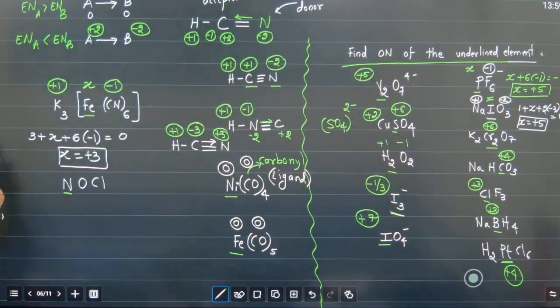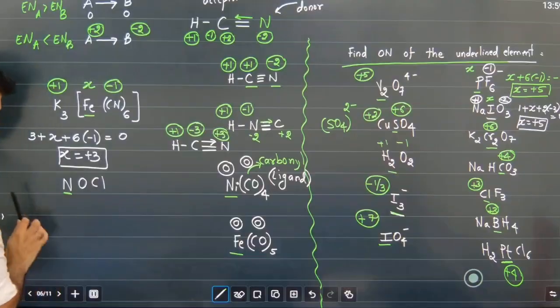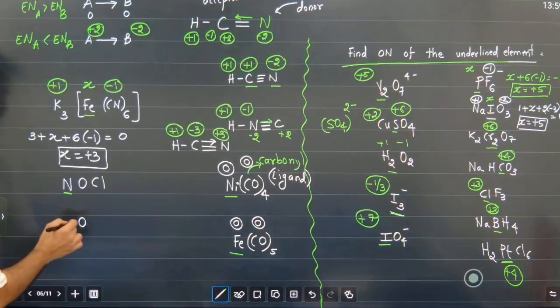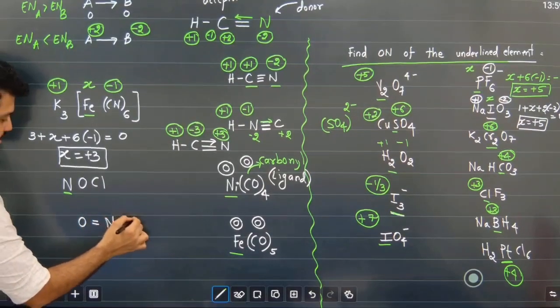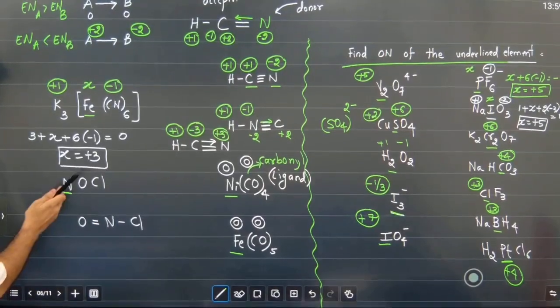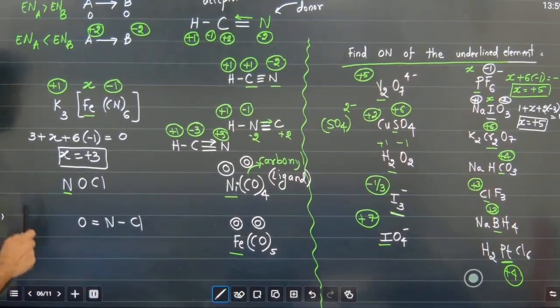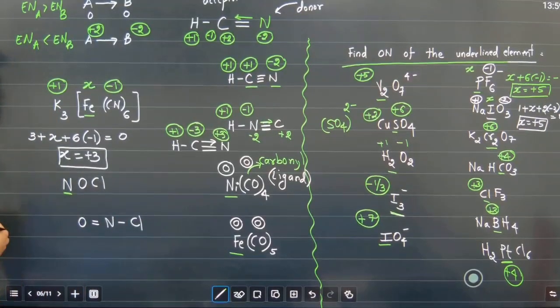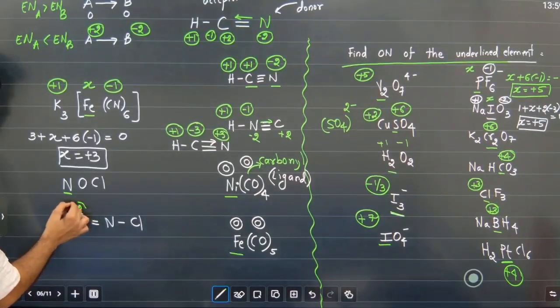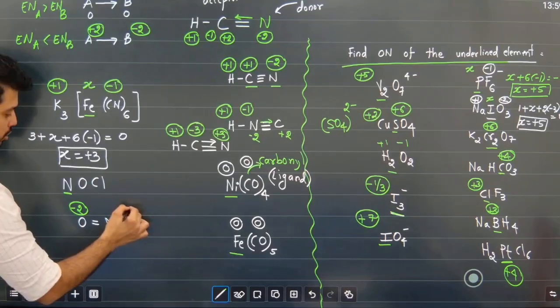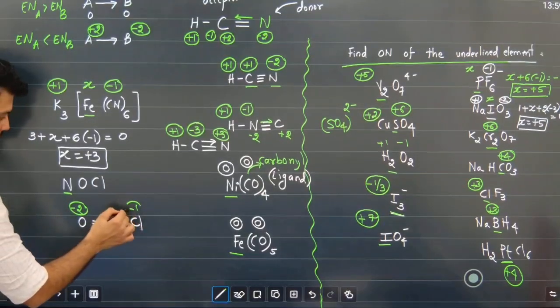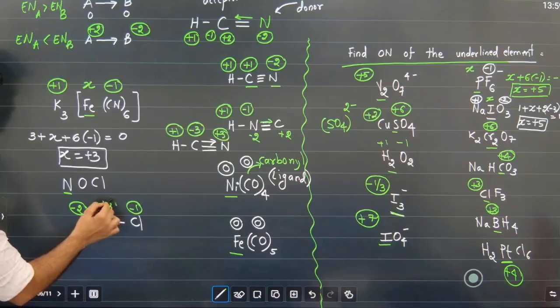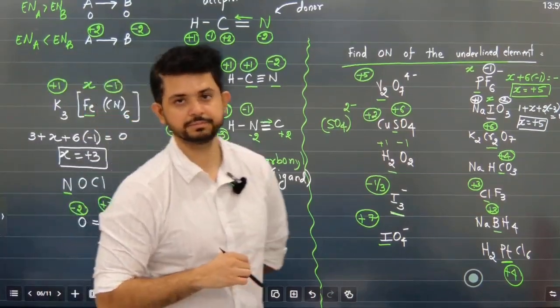Next students, NOCl. Now NOCl में what we need to first understand ना students, the structure looks like this. दो N यहाँ बना है, but it is actually the middle atom nitrogen है and not oxygen. जब हम इसको ऐसे लिखते हैं तो it feels as if oxygen is the central atom, but the central atom is nitrogen. So charge oxygen पे -2, chlorine here is -1, nitrogen पे charge हो जाता है students +3.